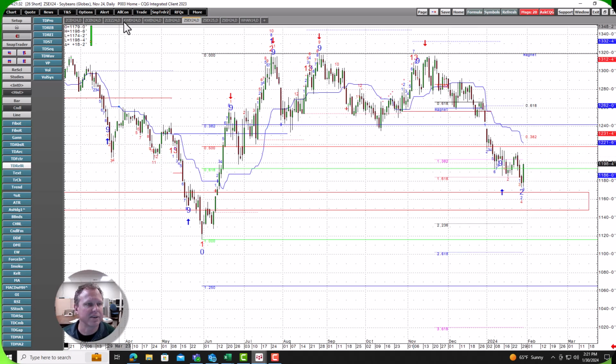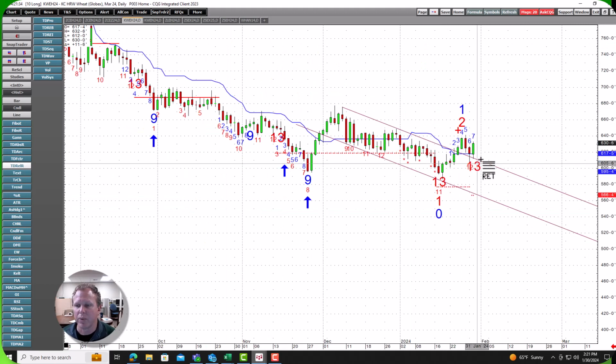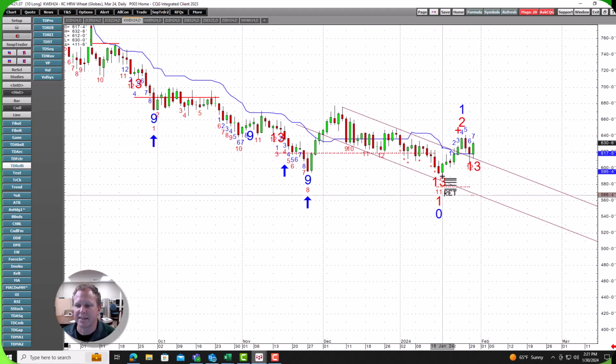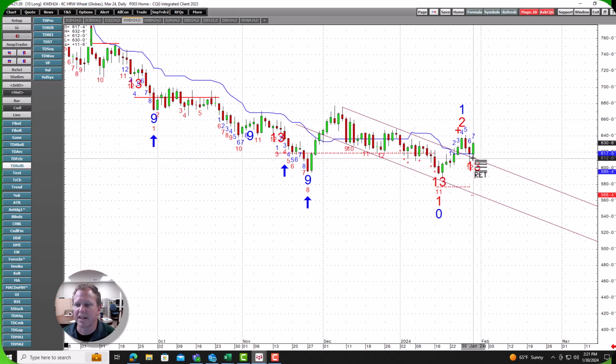Okay, now let's look at wheat. Wheat has a big, nice bar today. We have a dual 13, so we have two 13s here. This is a buy signal. And so what we have is a move up, a move sideways. That's a 1, 2. And now we have another move up and another move down. That's a 1, 2, 1, 2. And we have a big reversal bar coming higher.